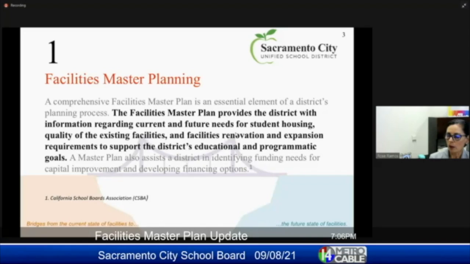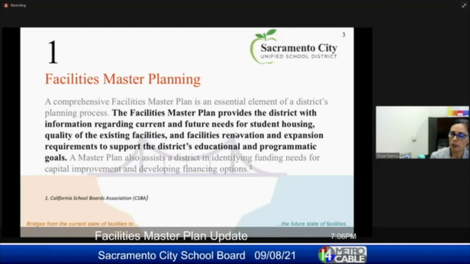And so what that means is, what are the repairs that are necessary? What modernization projects do we have to take on? Do we need to expand our facilities beyond what we currently have in order to support our program, in order to provide adequate classrooms for students?